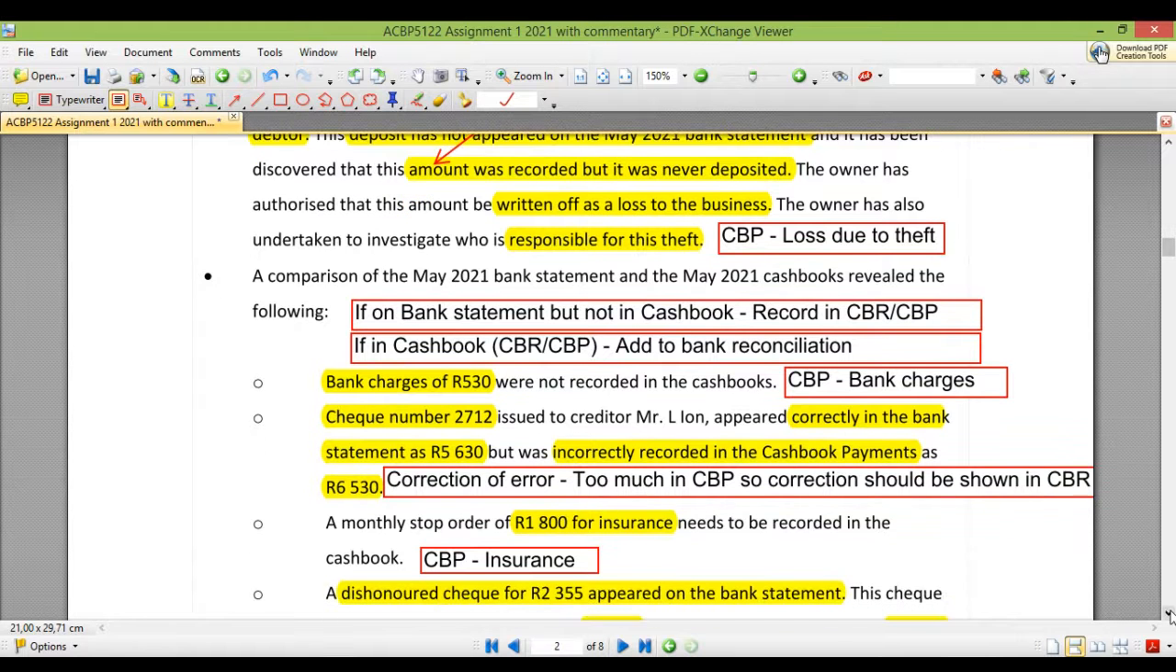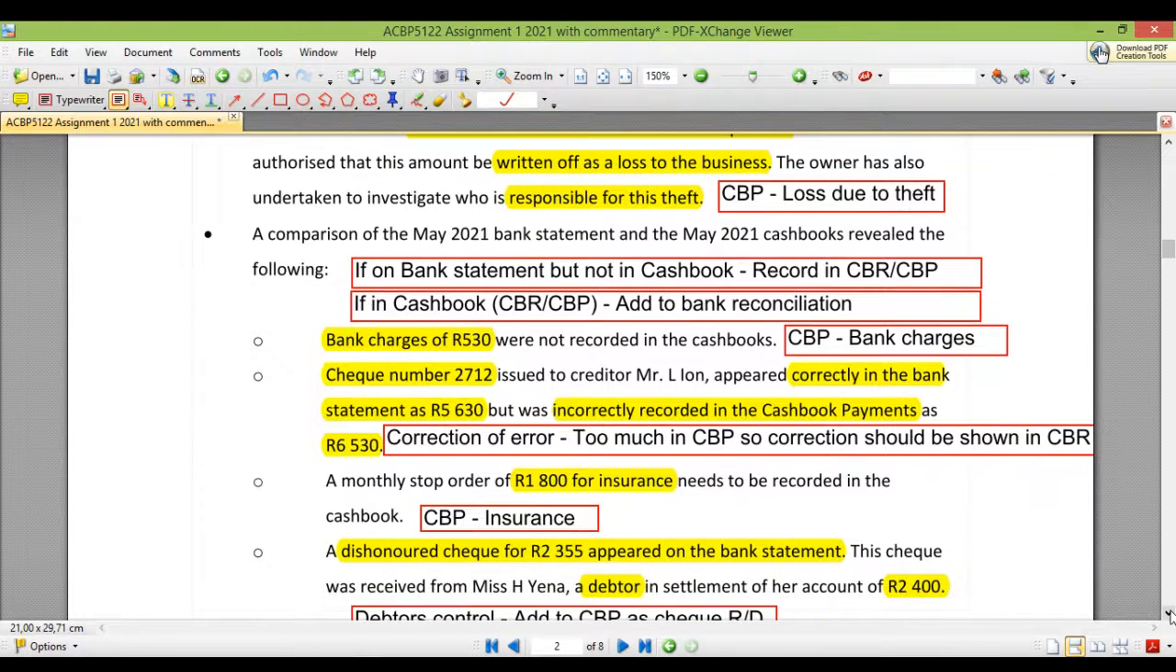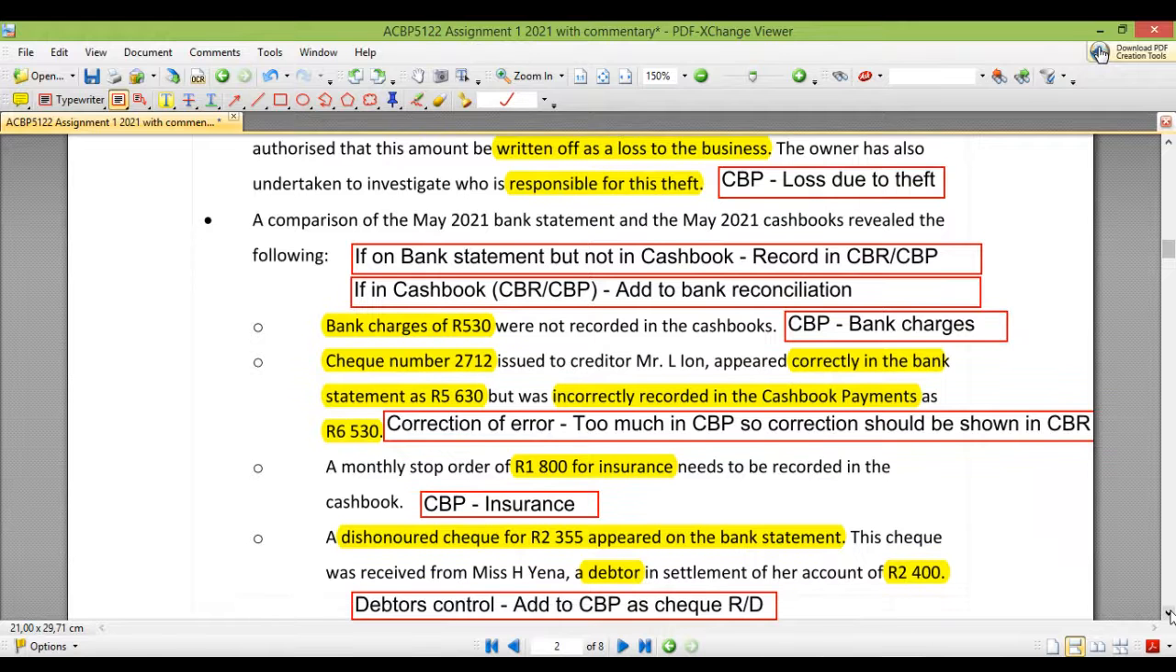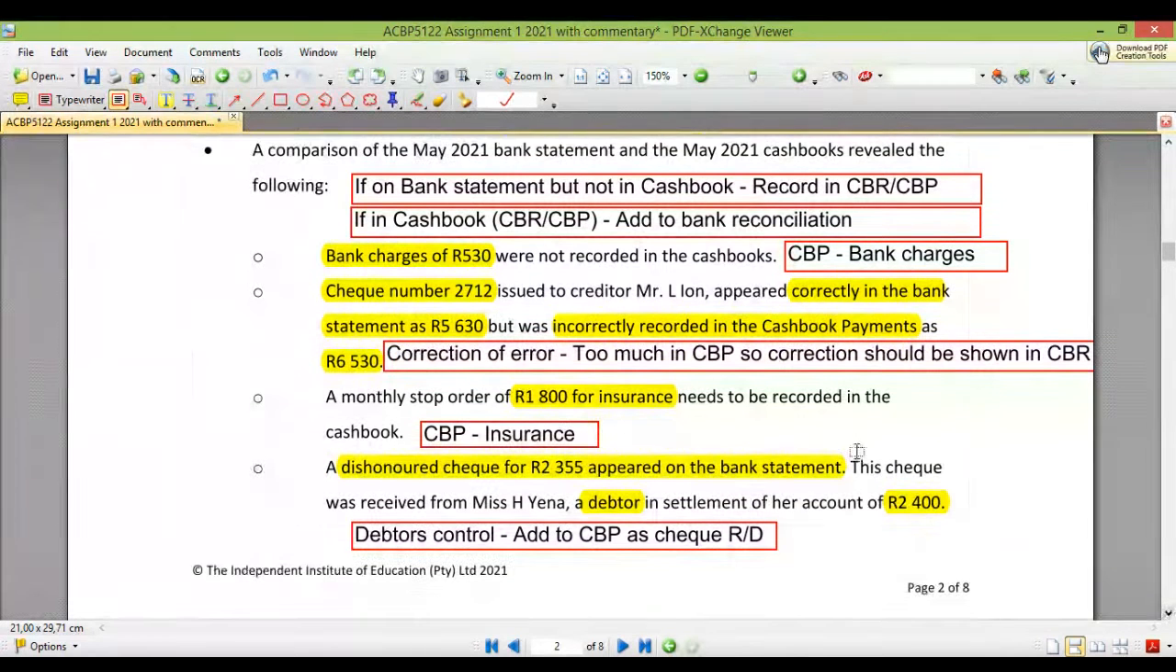Then we've got our insurance payment of 1,800, which goes through our cash book payments. So for this one, you do not say it's a stop order, you say it's for insurance when you write the description.